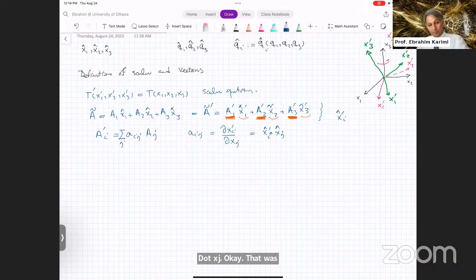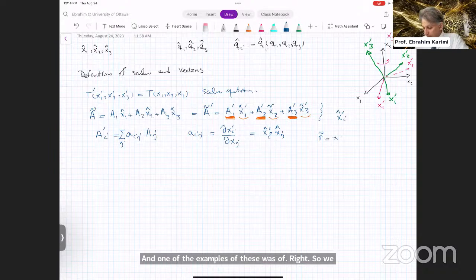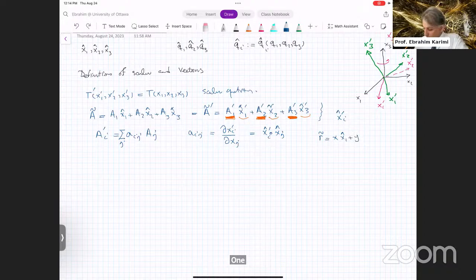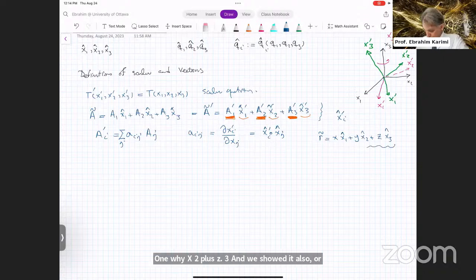And one of the examples of these was R, right? So we had R, which was x x1, plus y x2 plus z x3. And we showed that R also is changing in this fashion.